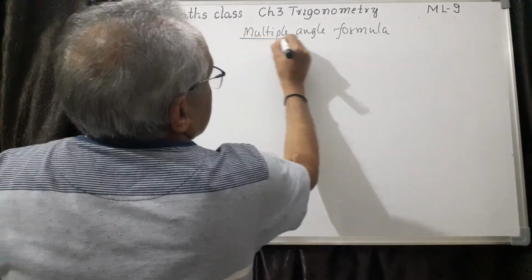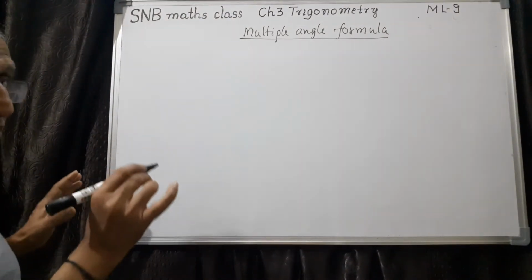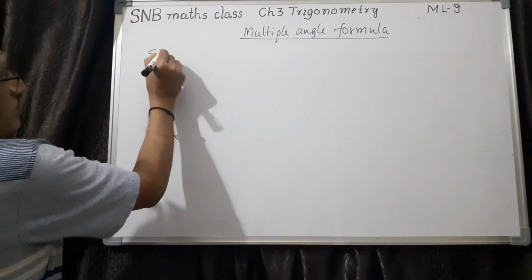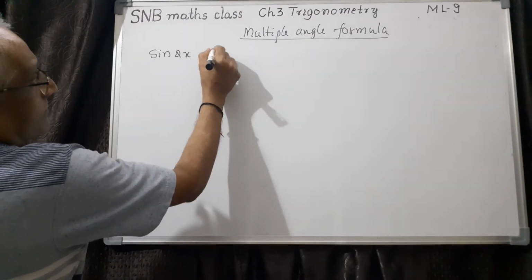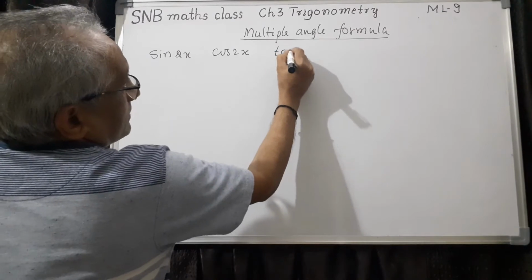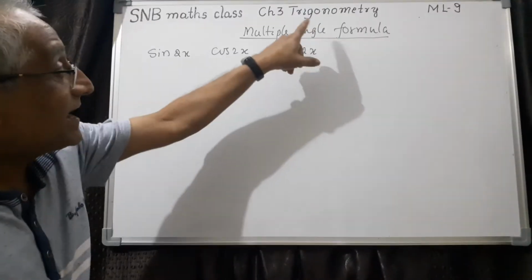So this is the next concept. What you have to do is the multiple angle formula. I can find sine 2x, I can find cos 2x, and I can find tan 2x. So there is a formula for it. That is why it is called the multiple angle formula.